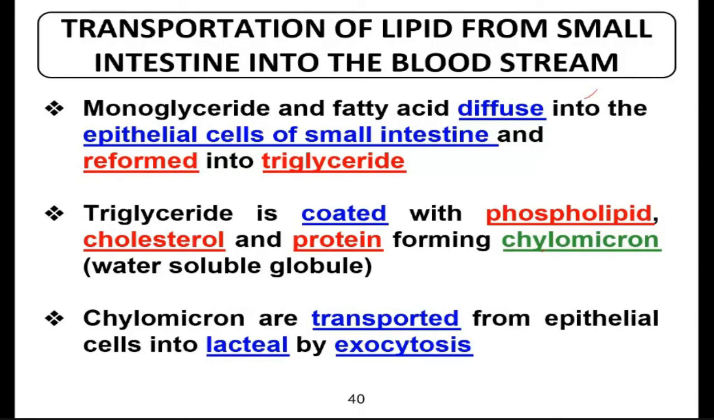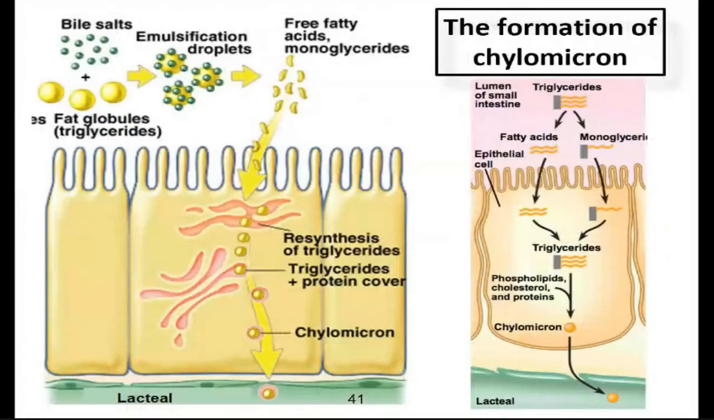So once triglyceride is reformed in the epithelial cells of the small intestine, the triglyceride will be coated with phospholipid, cholesterol and protein, forming chylomicron. Kena ingat nama chylomicron adalah gabungan triglyceride coated with phospholipid, cholesterol and protein. So this is where our cholesterol is important. Then the chylomicron will be transported out of the epithelial cells by exocytosis. Dia akan dikeluarkan daripada epithelial cell tu secara exocytosis, active transport. When they are transported out of the epithelial cells, they will pass into the lacteal.